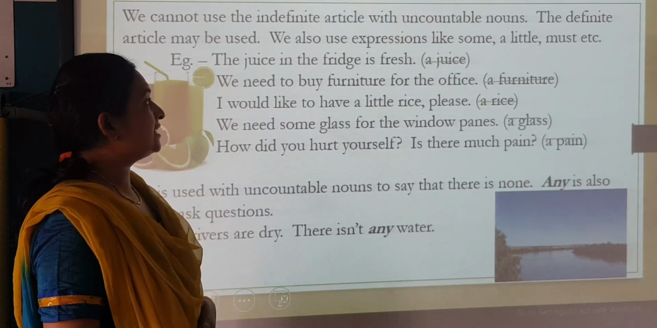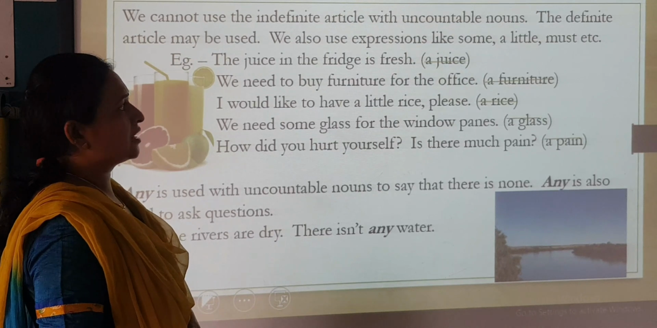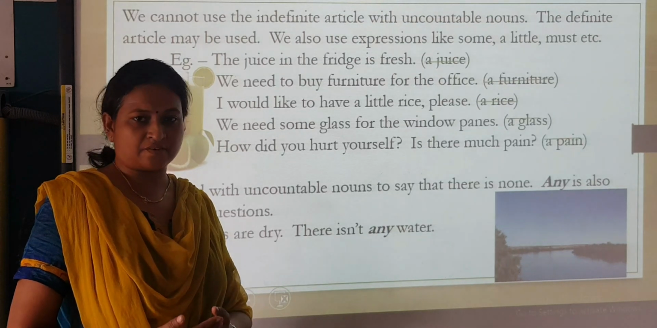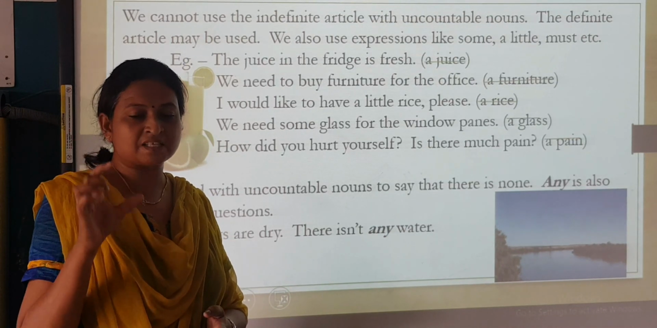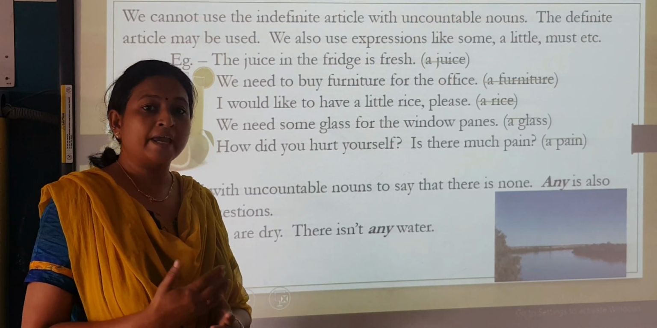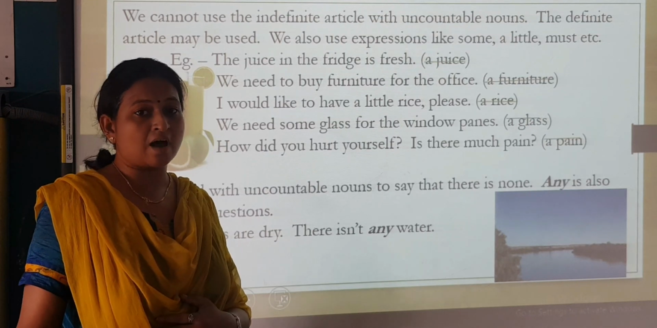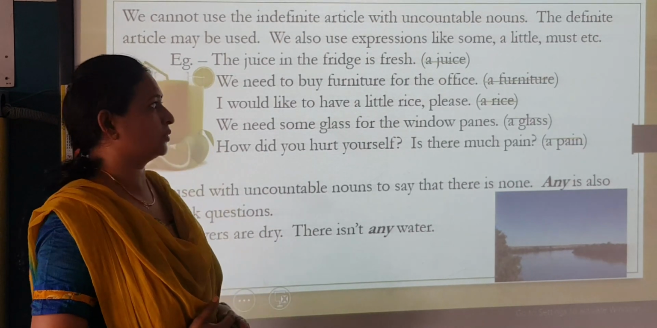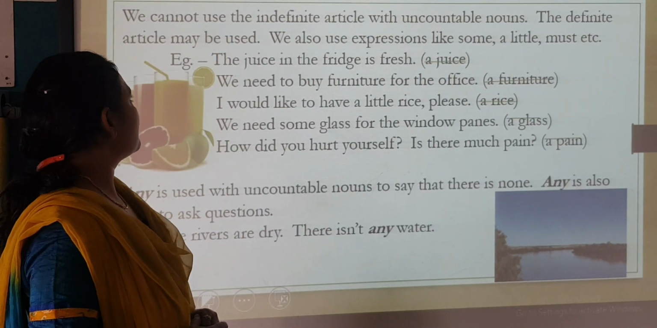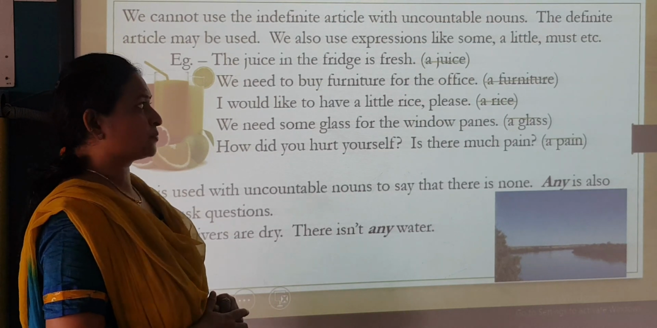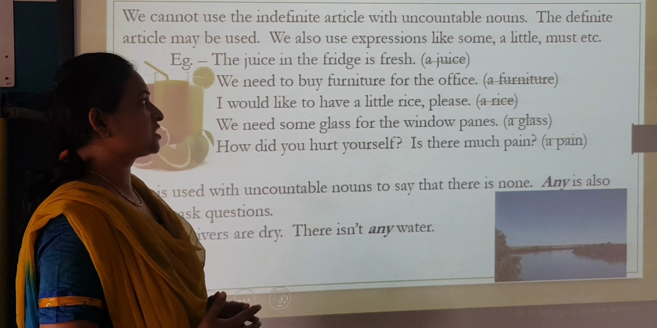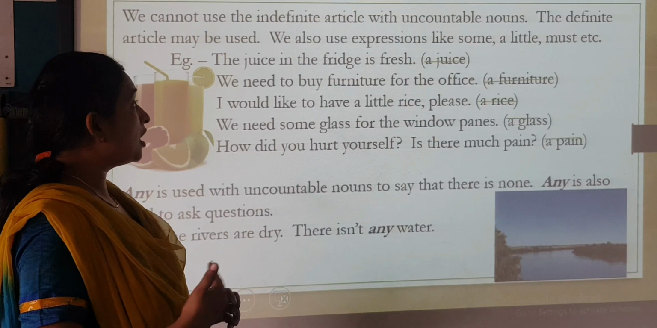We cannot use the indefinite article with uncountable nouns. What are indefinite? You know, articles are divided into two, definite and indefinite. Definite article means the specific one, and indefinite is a or an; a is used with a consonant sound and an is used with a vowel sound. I will be explaining articles in detail in the next chapter. The definite article may be used. We also use expressions like some, a little, much, etc. The juice in the fridge is fresh. Have you ever heard someone saying, a juice in the fridge?